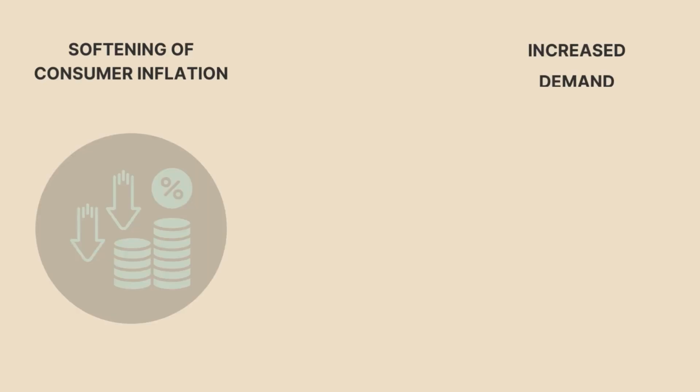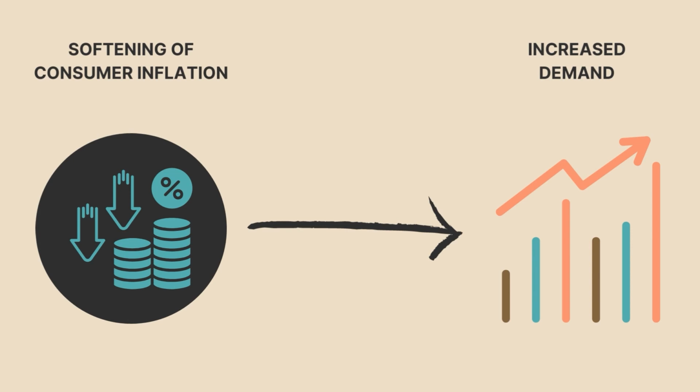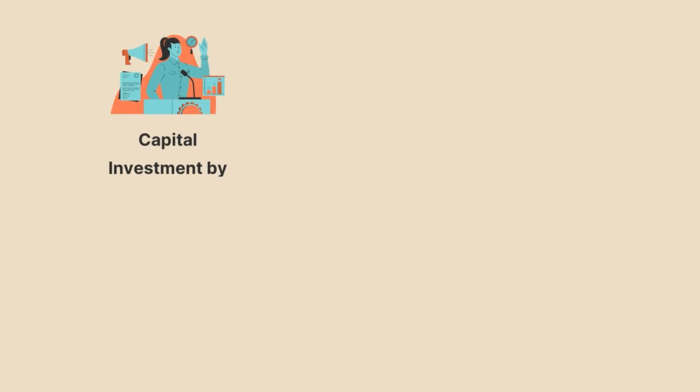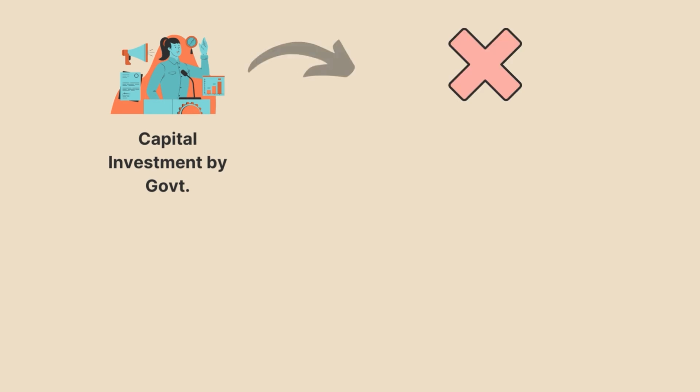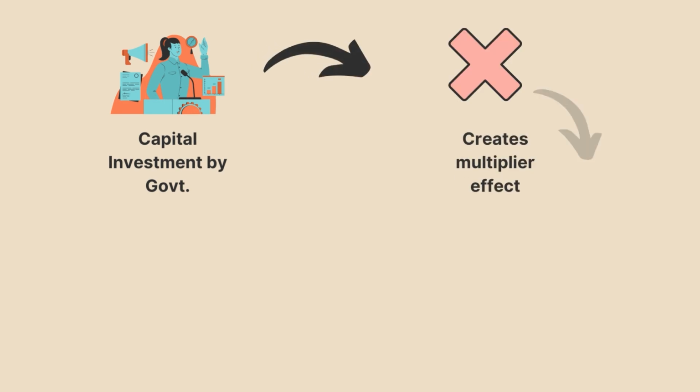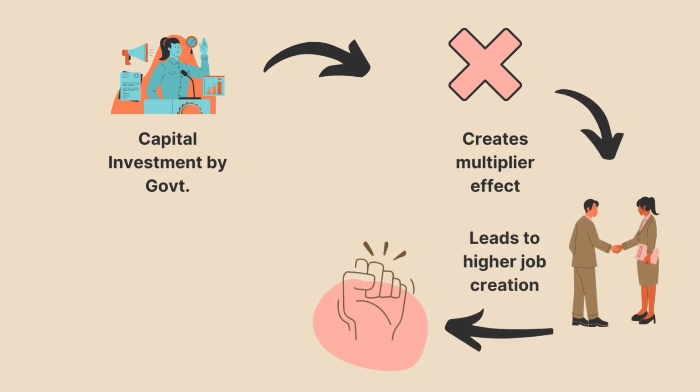On the positive side will be factors like expected softening of consumer inflation, which is likely to result in increased demand. Continuous capital investment by government over the last 3 years, and recently supported by the private sector, will likely result in a multiplier impact, leading to higher job creation, in turn leading to higher consumption demand. The savings in operational and logistic costs due to the improved infrastructure of roads, highways, ports, etc. will certainly add to this overall positivity.